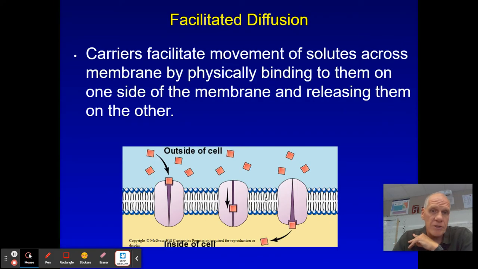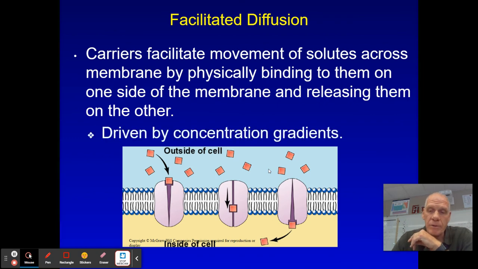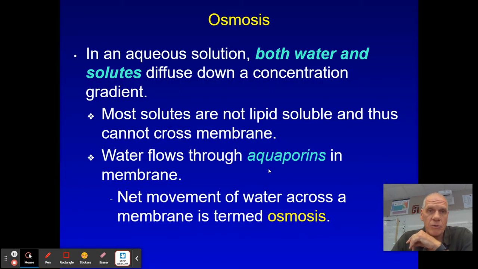So here's just a picture of a carrier protein. This is the high concentration of the orange blocks outside the cell. Inside the cell, it's a low concentration. And this is going to be the movement of this molecule through a transport protein. So this is a type of facilitated diffusion. And the carrier proteins basically will bind to the molecule and then bring it across. And there's actually several different methods by which that can happen, and it is driven by concentration gradients.